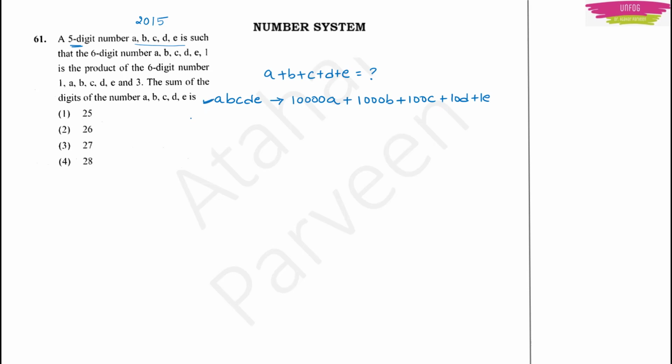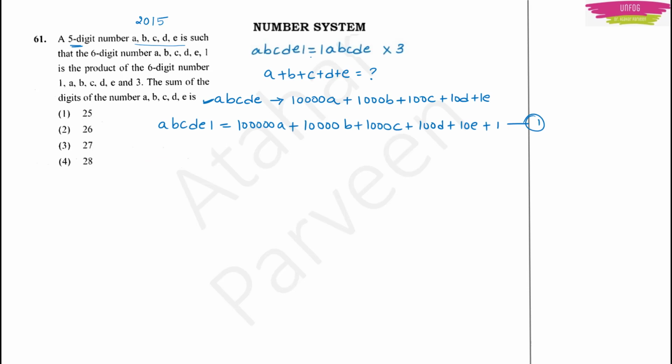Now they have given you one condition. First you take ABCDE1. Now expand it again. It has 6 digits; for 5 digits you took 4 zeros, and for 6 digits you take 5 zeros. So 1 followed by 5 zeros into A, plus, as the number of zeros decreases, 1 followed by 4 zeros into B, plus 1 followed by 3 zeros into C, plus 100 into D, plus 10 into E, plus 1. Let this be equation 1.